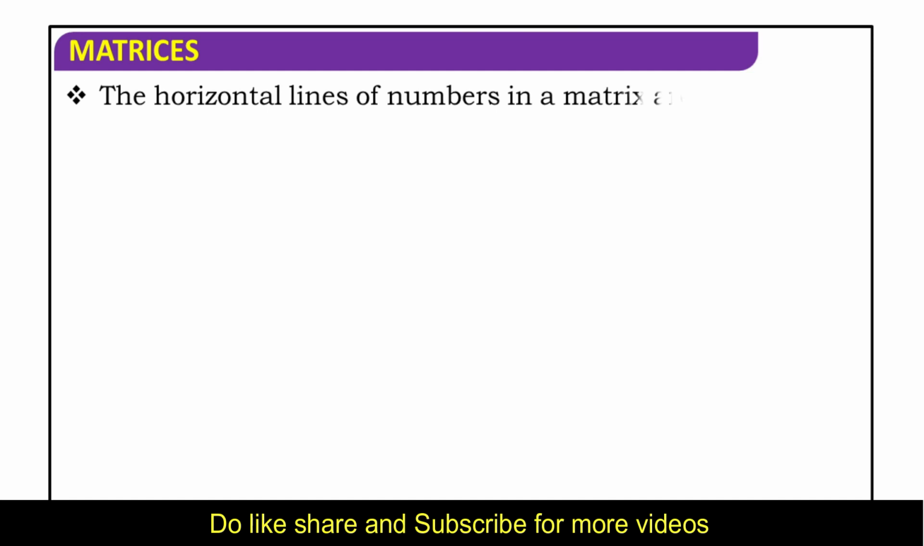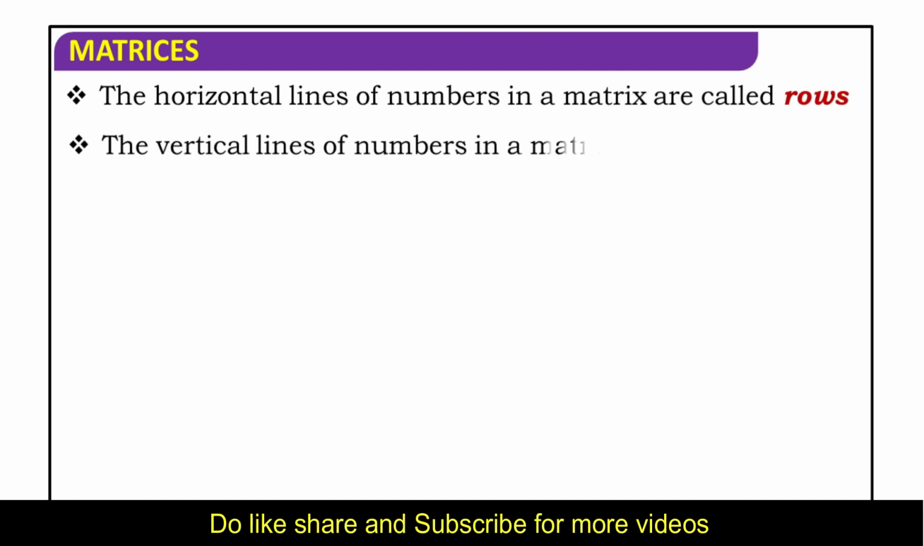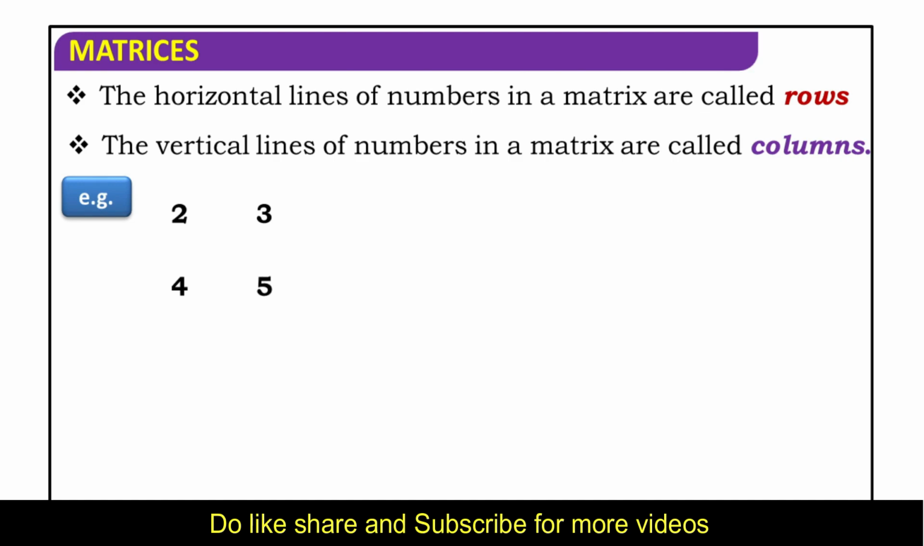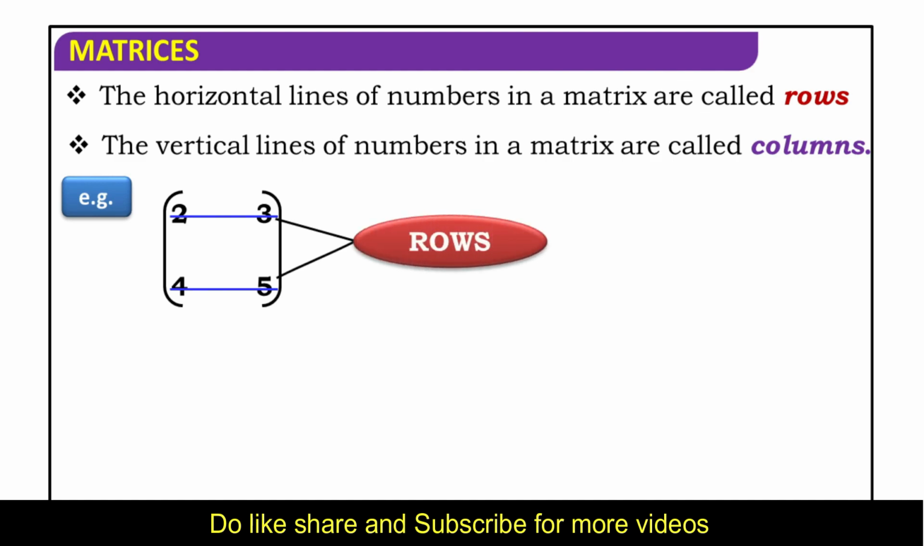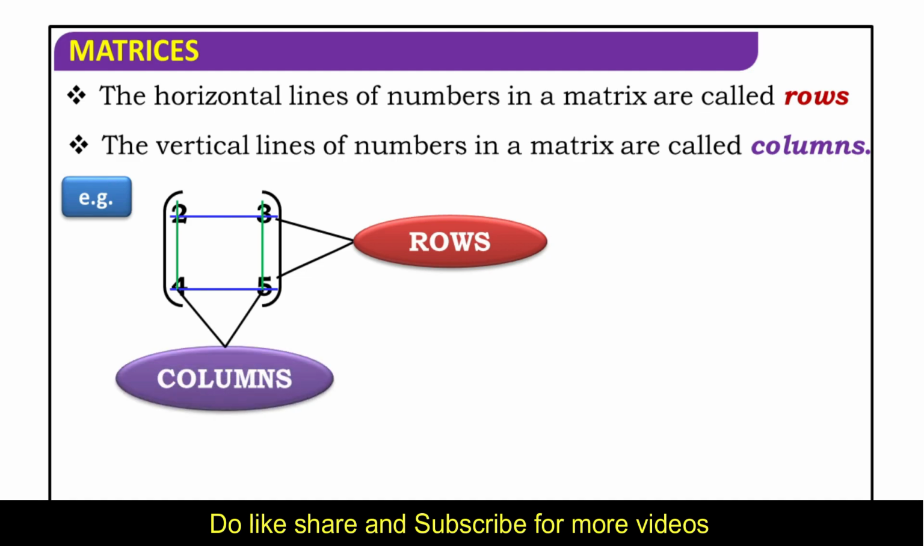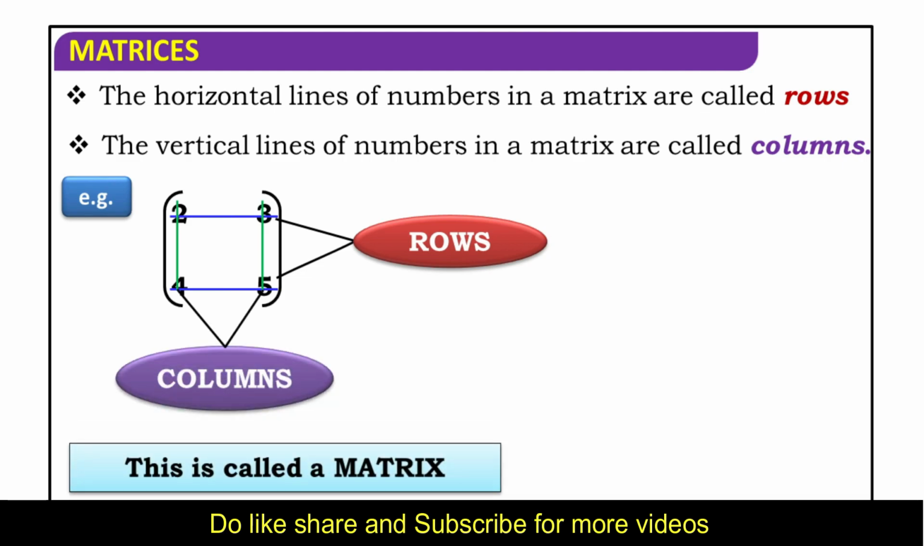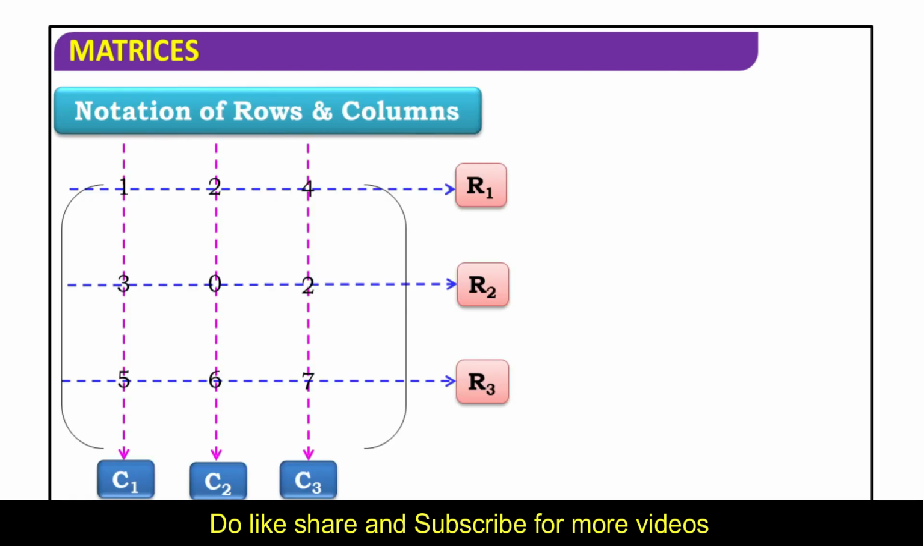The horizontal lines of numbers in a matrix are called rows. The vertical lines of numbers in a matrix are called columns. For example, 2 3 4 5: let this be a matrix. Here 2 3 and 4 5 are called rows, and 2 4 and 3 5 are called columns. So this is called a matrix.